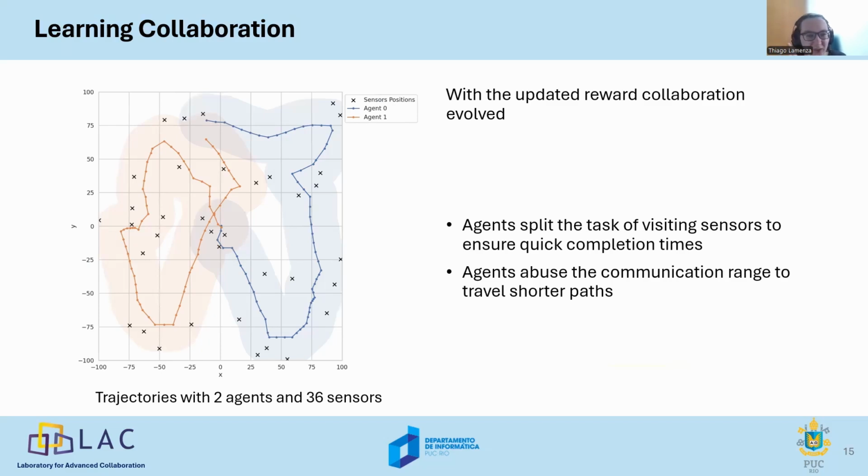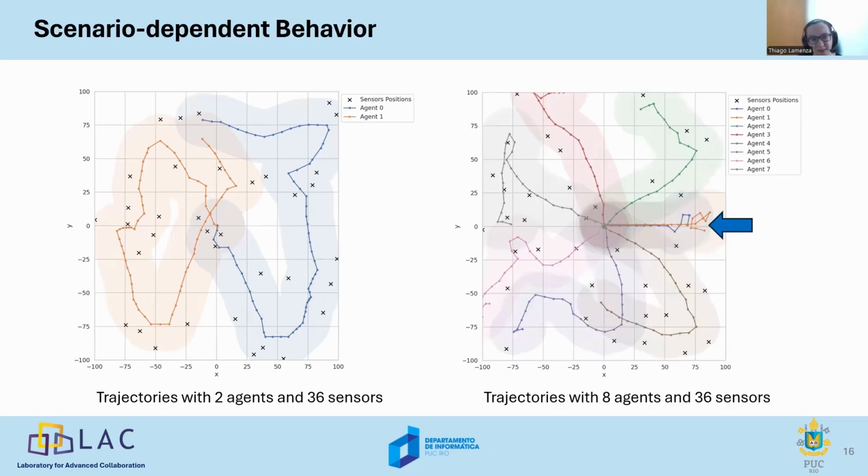So they don't need to actually travel on top of the sensors, they travel between the sensors in a way where every sensor is covered by the communication range eventually. So this was a very good solution.